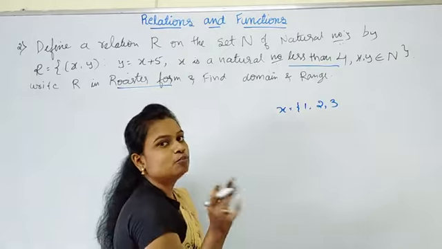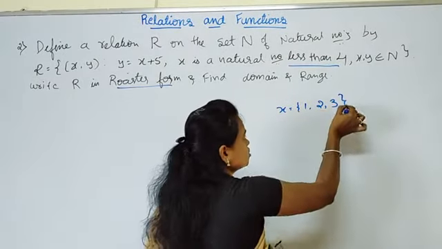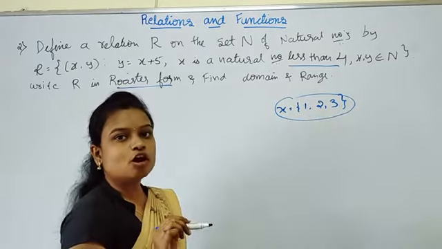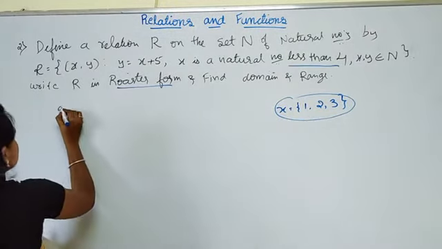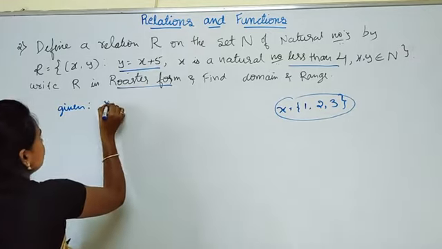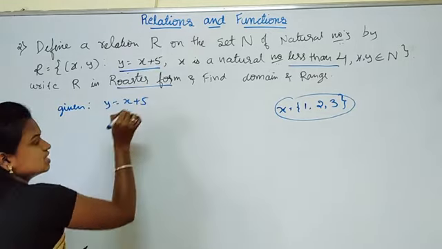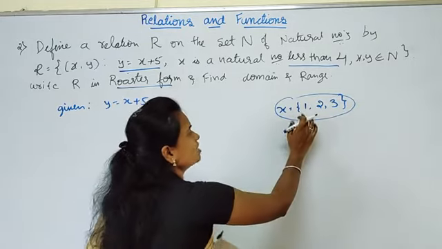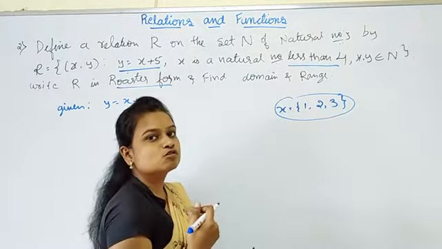Less than 4 means 4 is not included. So these are all the possibilities for the value of x. What is the condition given? y is equal to x plus 5. We know the possible values of x. Put these values in, then you will get the values of y.